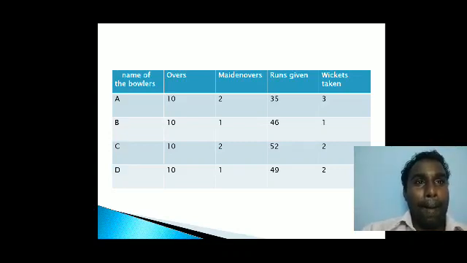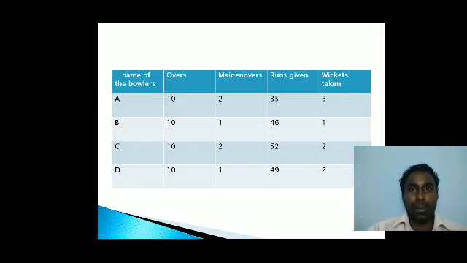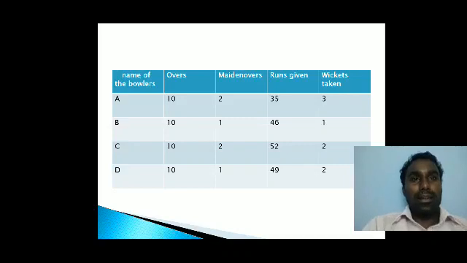Before going to enter data handling, that means what is data, I will explain all of that. Before entering, just look at this tabular column. In this tabular column, what information will it give? First, the names of the bowlers, overs, maiden overs, runs given, and wickets taken.